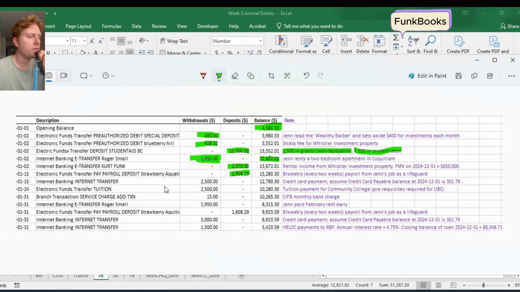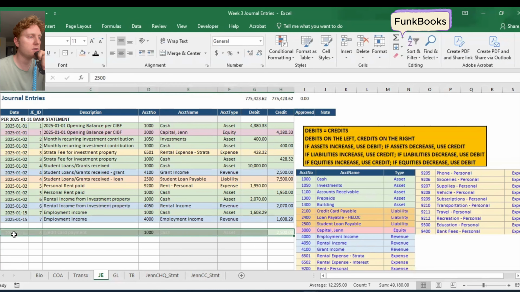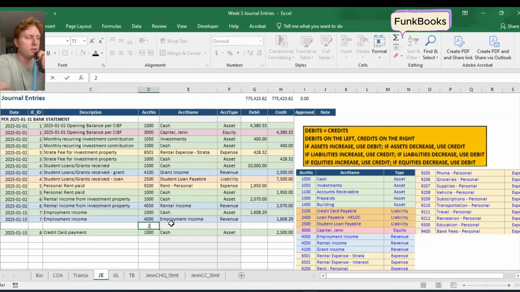Let's go with, okay, credit card payment. Credit card payment should look like, okay, well, we know we are giving up cash. So again, the easiest place to start is we will credit cash for 2,500. And what do we debit here? We don't debit an expense, but we debit a liability, because when you pay your credit card down, essentially you're reducing your credit card payable, right? So we're going to put in the 2,100 here.